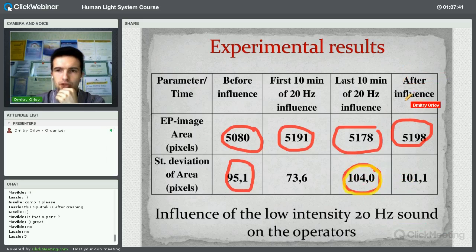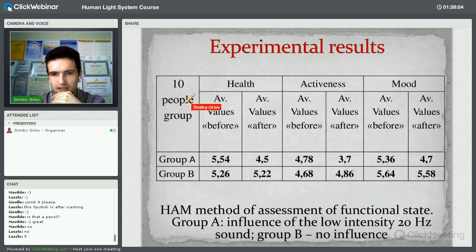But when we switched off this influence, the deviation decreased a little bit. So from the logic point of view, that correlates with how people should react to such kind of influence. What is interesting is that when we measured these people, they didn't know that we were switching on this infrasound. They didn't hear it, they didn't know.